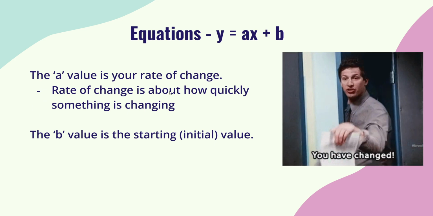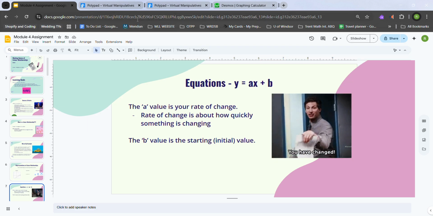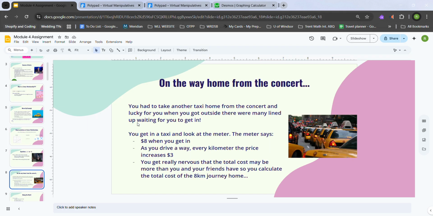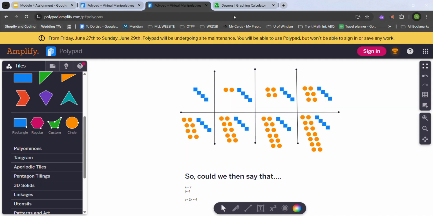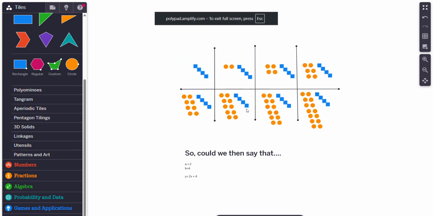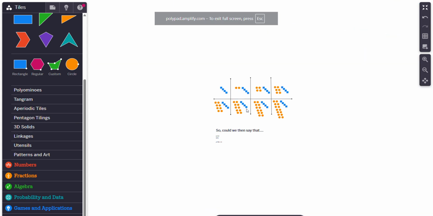So, to show that, we will take a look at this. This is another way to represent that. How can we go from that graph or that problem and show it in patterns? Well, I will explain here. So at the very beginning when we got in the cab, that zoomed in a lot.